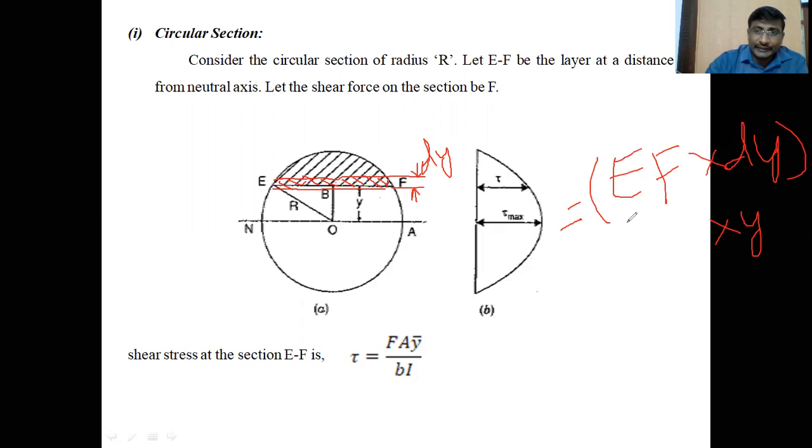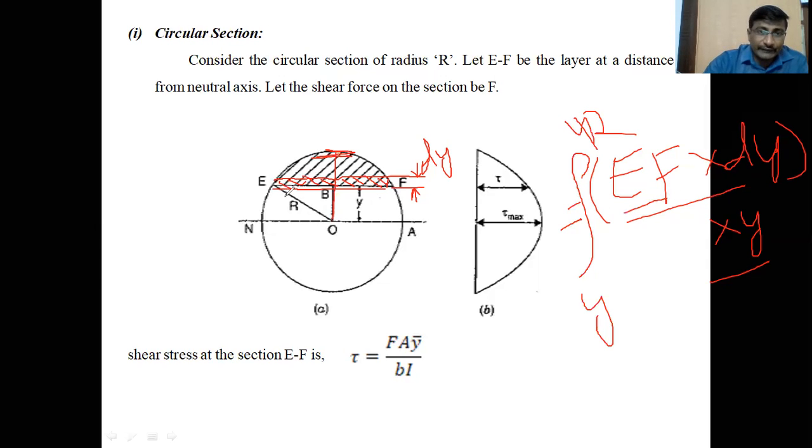So first moment of area ni manam find chestunna small area ki. If we integrate this one, y varies from y to, when we consider the strip at this place, the distance of that strip is y. When we consider the strip at this place, y becomes capital R. So y varies from y to r. EF into dy into y is the first moment of area. First moment of area of the whole section, whole area, is integration from y to r of EF into dy into y.